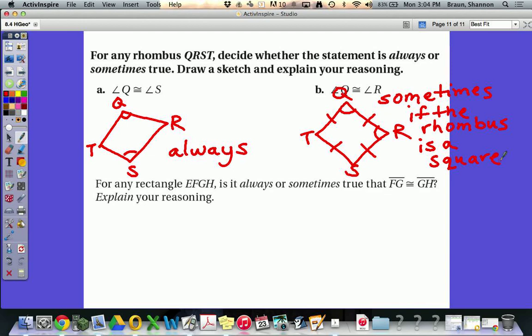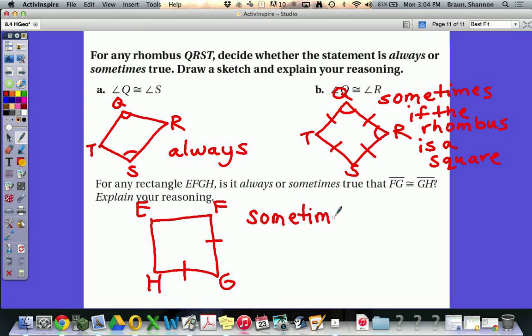Okay, and so then this last one right here, for any rectangle EFGH. So again, I'm just going to draw a picture here. We're trying to determine, is it always or sometimes true that FG is congruent to GH? And so this is the same idea on this one. With a rectangle, opposite sides are always congruent, but the only way in which consecutive sides would be congruent is if this rectangle is also a square. So similar to part B above, this would be sometimes, and it would be if the rectangle is also a square.